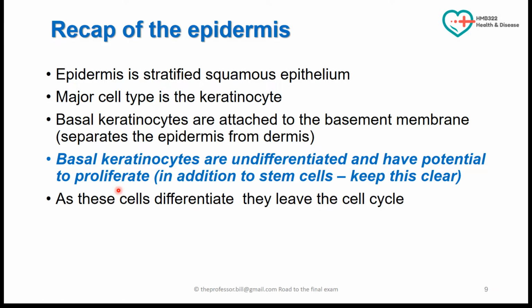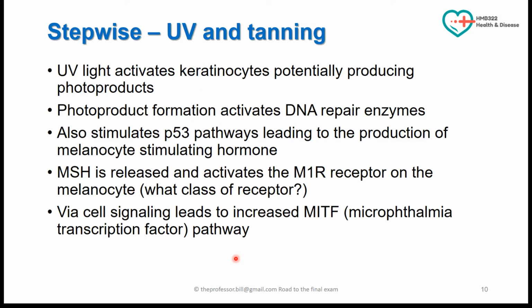So these basal keratinocytes actually can proliferate if they're given the right stimulus. And so I just wanted to make that clear. But we also have other stem cells that have the same properties that are not these basal keratinocytes. And as these basal keratinocytes start to leave the cell cycle, they undergo cell cycle arrest, they fully differentiate, then they will form those keratinocytes in those upper layers. Now, this is why we're talking about keratinocytes.